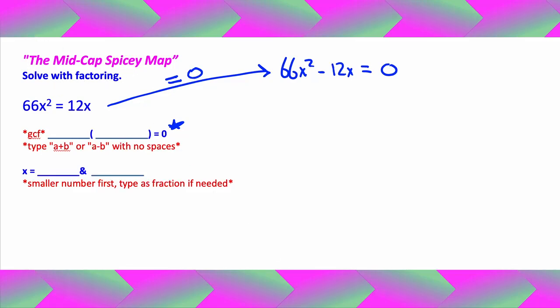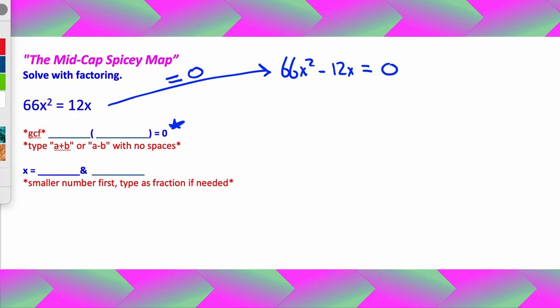Solve by factoring. Here we go. We have 66x squared equals 12x. Notice I've already set it equal to 0 because that's how you would solve with factoring. Okay, so where'd the negative 12x come from? Well, I subtracted it to get a 0 on the side.